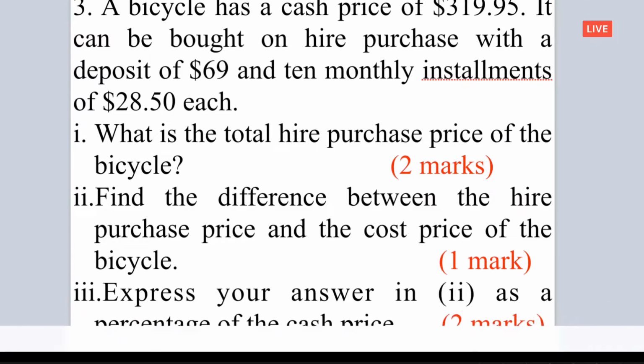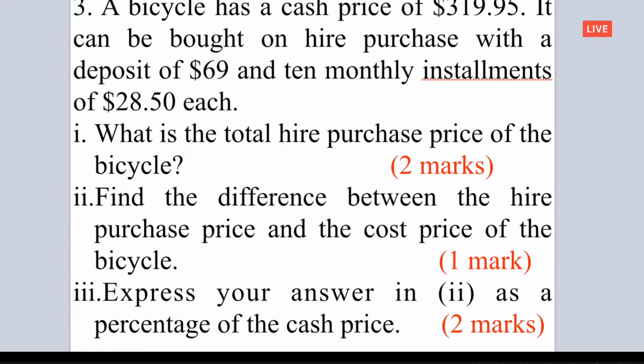So, number 3, we are told a bicycle has a cash price of $319.95. It can be bought on hire purchase with a deposit of $69. Take note of the important information that we need. And 10 monthly installments of $28.50 each. Now this question has 3 different parts, unlike the first one that you did.